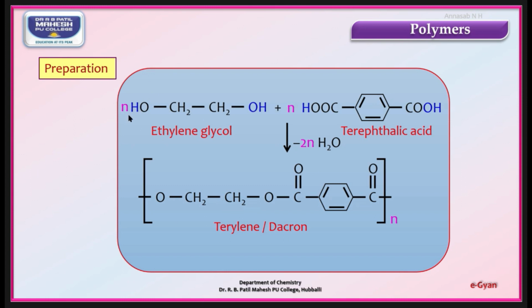So hydrogen atom is removed, oxygen remains as it is, the CH2 groups remain as they are, oxygen and hydrogen are removed, and there is a presence of COO group. You can consider this C double bond O, O group as the ester group formation. So the linkage formed in terylene or dacron is an ester group, hence it comes under polyesters.